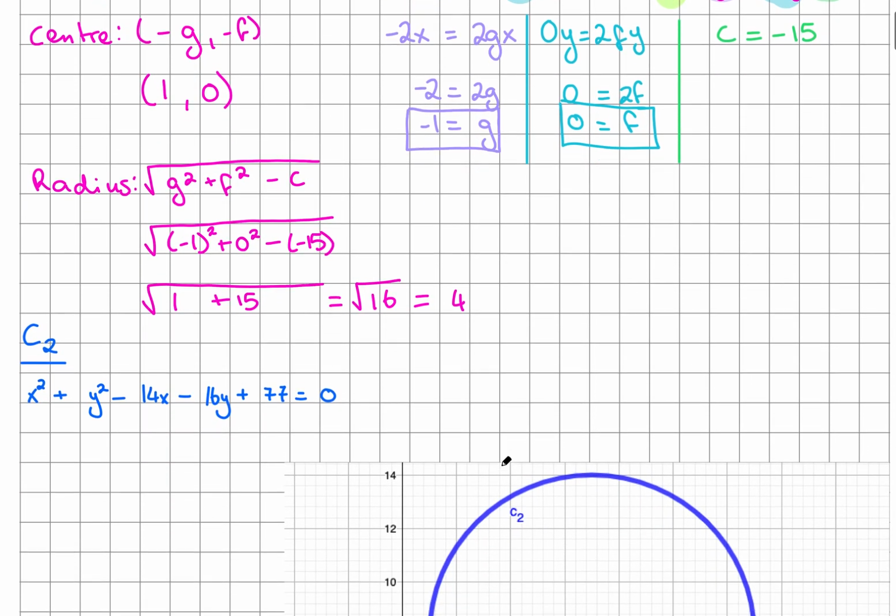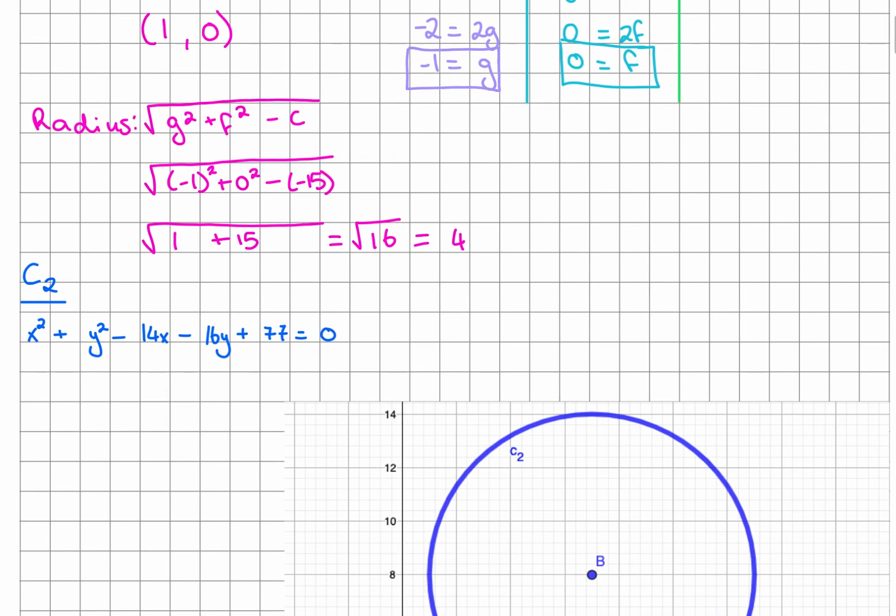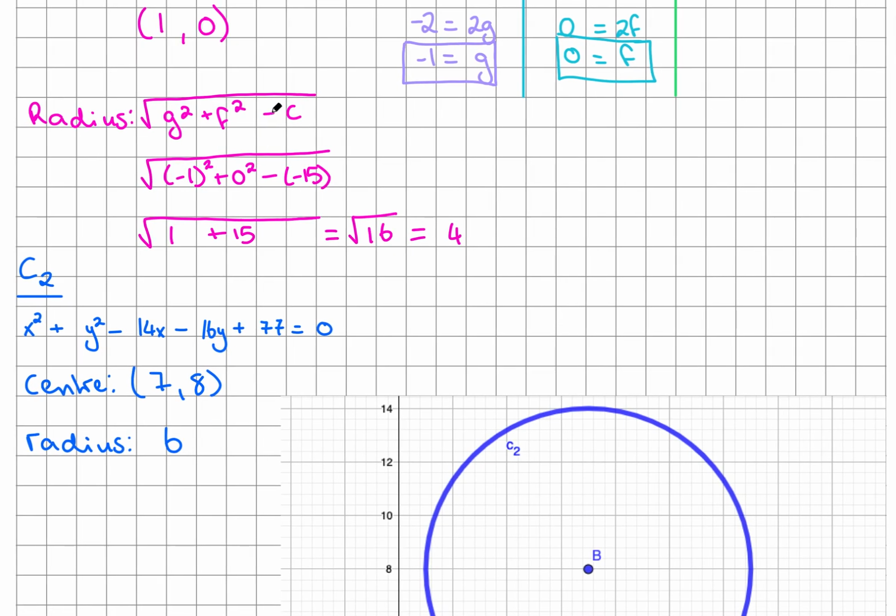Now we do the same thing for the second one, but this time to speed it up, I'm just going to write down the center, which I find using the same technique. The center is going to be 7, 8 in this case, and the radius is going to be 6, using the same formula as above.